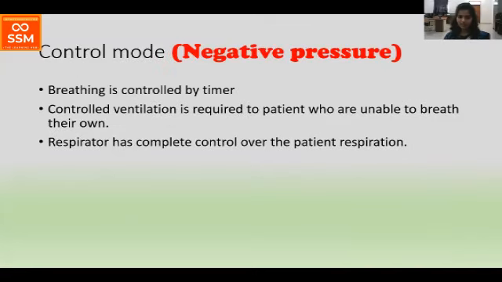The second mode in negative pressure is the control mode. Here the breathing is completely controlled by the timer. Controlled ventilation is required for patients who are unable to breathe on their own. So the respirator has complete control over the patient's respiration.